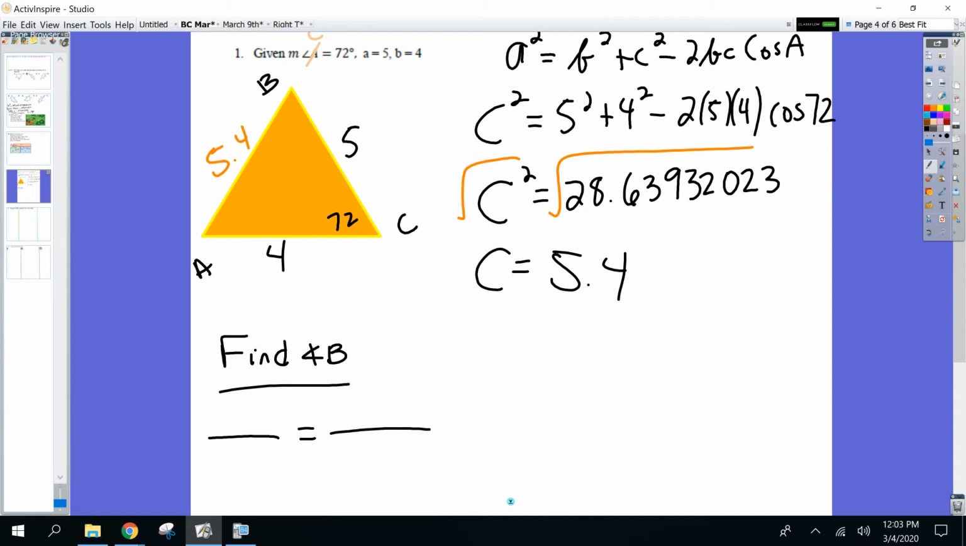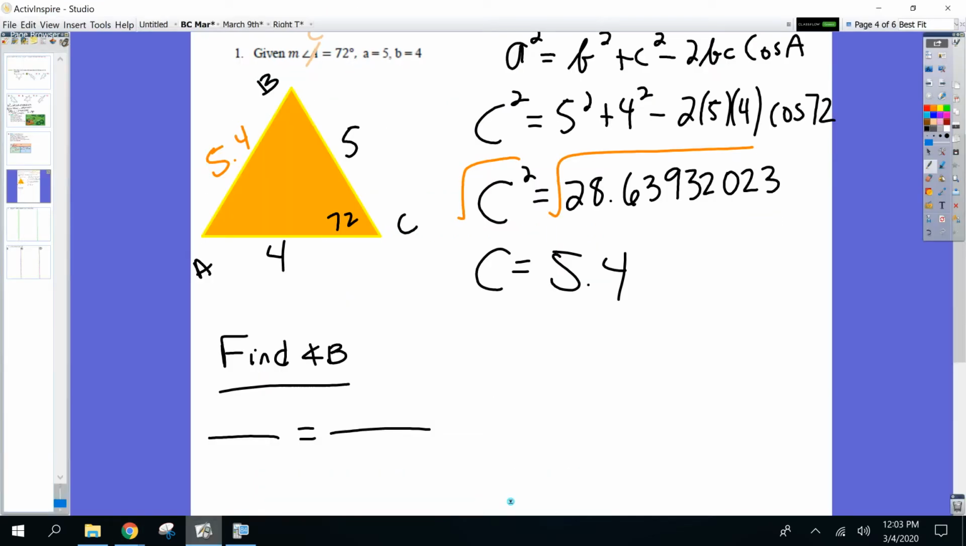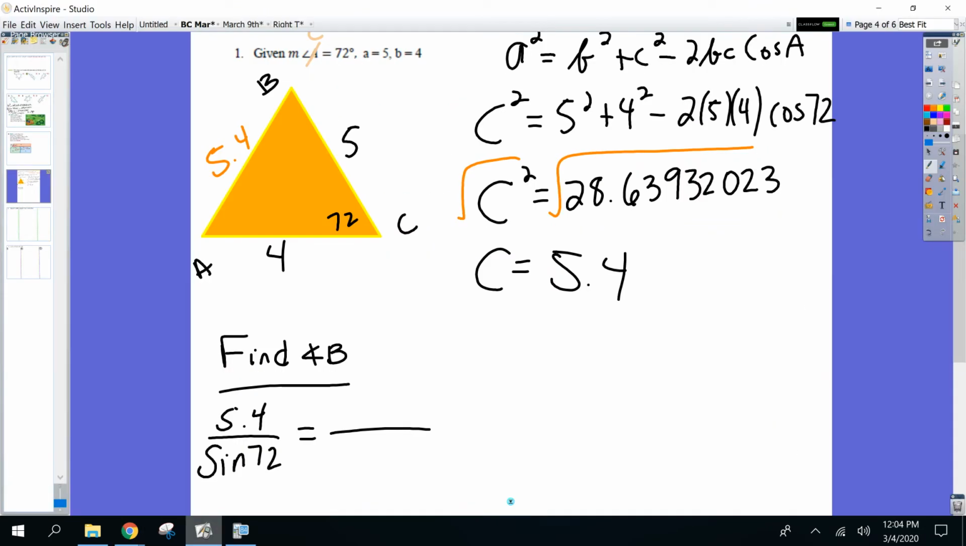We're finding angle B now. Somebody give me a side and angle relationship to plug into my proportion. Give me a side and an angle to plug in. Here you go, 20. So 5.4 over sine 72. And remember, I'm finding angle B now. As somebody tells me the next ratio, I'm finding angle B. 15. Yep, sine x is fine. I'll put B because we're finding angle B, but x is perfect as well.